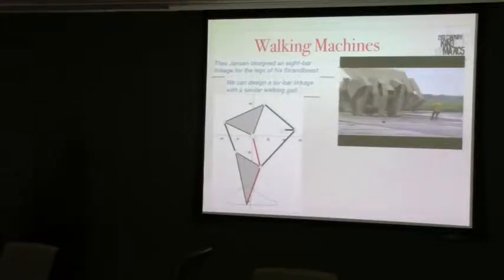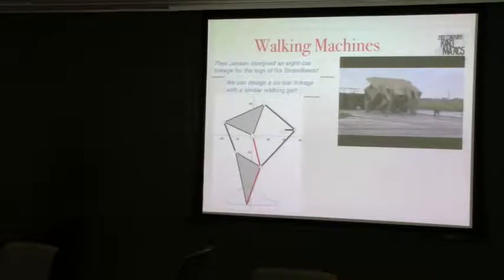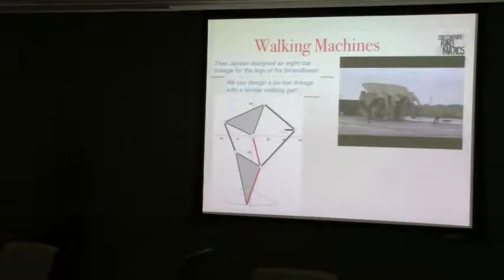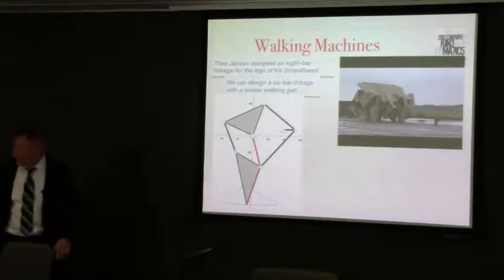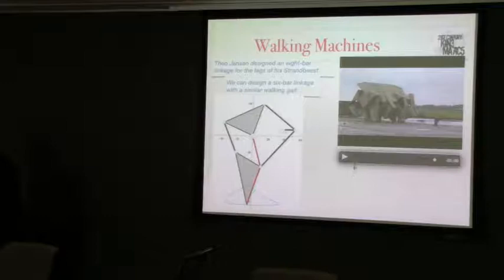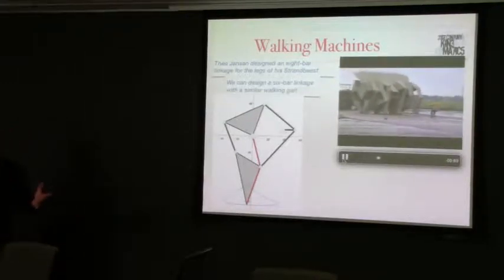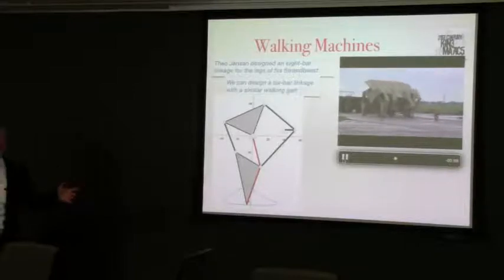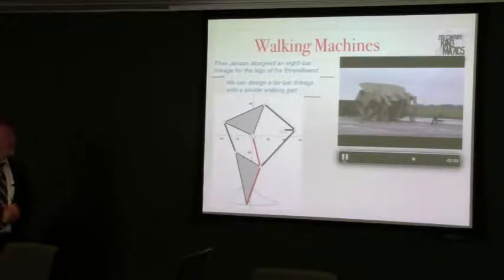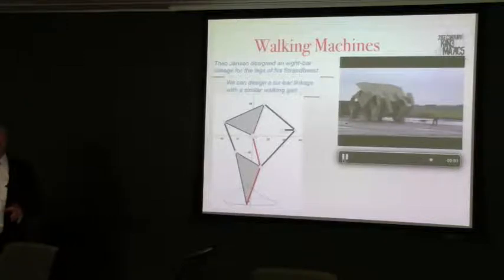Here is an example of a walking machine. This is, why am I blanking? Jansen. Theo Jansen. He's an artist in the Netherlands, and what he does is he builds these gigantic walking machines. They're known as the Strandbeest. He builds them out of bamboo. They're on the coast of the Netherlands. They use wind power to move them walking along. They're very beautiful, very elegant.